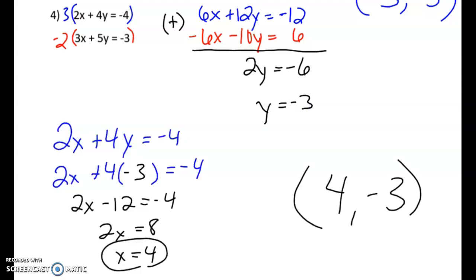All right, why don't you guys pause the video and then see if you can finish it up. All right, so if we plug in the -3, we should get our solution to be (4, -3). That's the only point that works for both of these equations. There's lots of points that work for the first equation, lots that work for the second, but that's the only one that works in both equations.